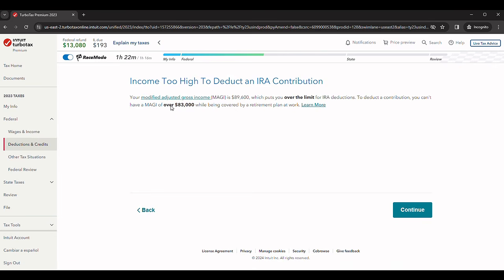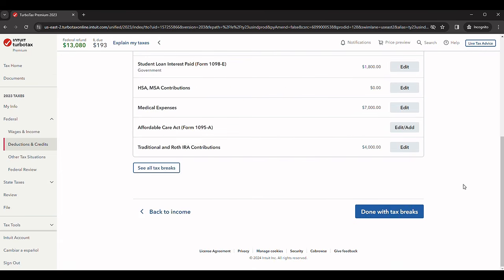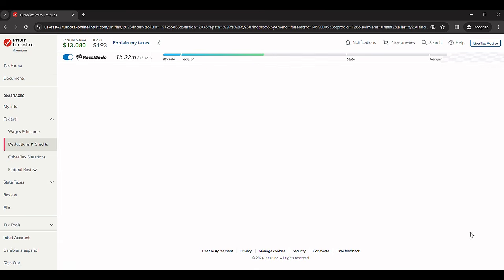Okay, so here's an example. Our modified adjusted gross income is above the limit that allows us to receive a tax deduction for putting money into an IRA. So we can still put money into an IRA here, but we just don't get the tax deduction, which sucks. That's why this refund has not moved up. So let's continue. Your IRA deduction, sad. Whatever. Okay, we're done with the tax breaks.